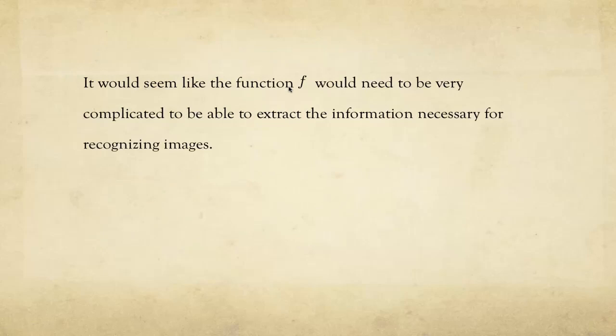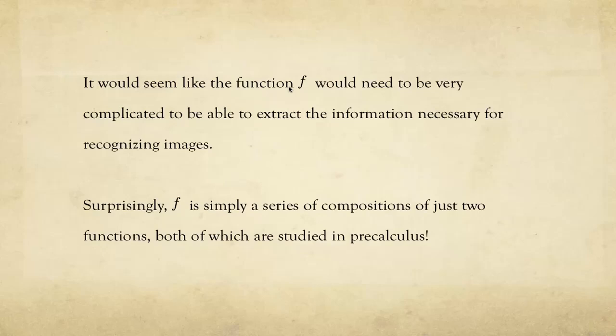So it seems like this function f can be very complicated. How can it extract information about images if it's a simple function? But it turns out that f is actually a composition of just 2 functions, both of which we've seen in precalculus. So here they are.